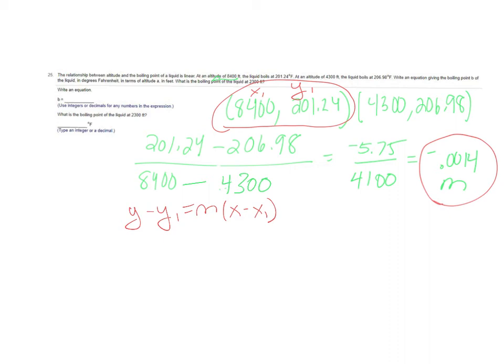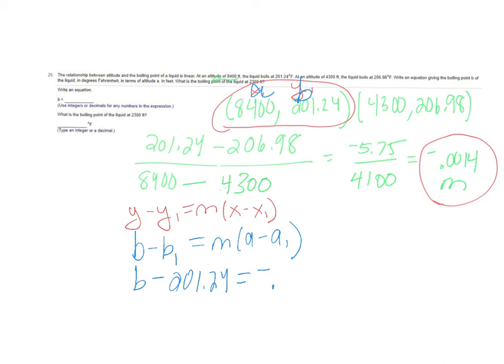Now, this time keep in mind that instead of using x and y, in this particular equation they've asked us to use a and b. So b minus b1 equals m times a minus a1. And so I'm going to have b minus 201.24 equals my slope, which is a negative 0.0014 times x minus 8,400.